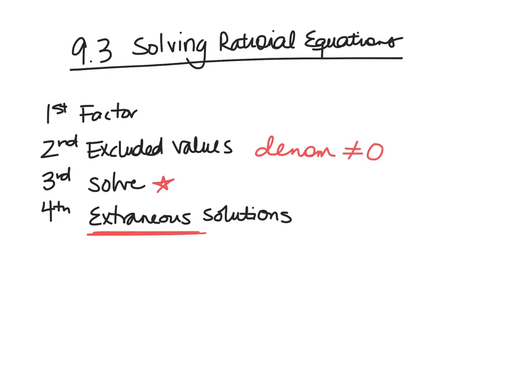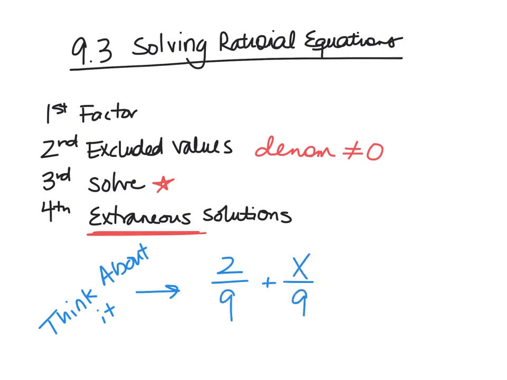So let me give you just kind of a strategy for what we're going to do today. Let's say you have the equation 2/9 plus x over 9 equals 7 over 9, just making up numbers. You all know how fractions work. If they have the same denominator, you can add them. But if you have this equation, I feel like most of you could look at this and really quickly see, okay, well, this x must be 5.